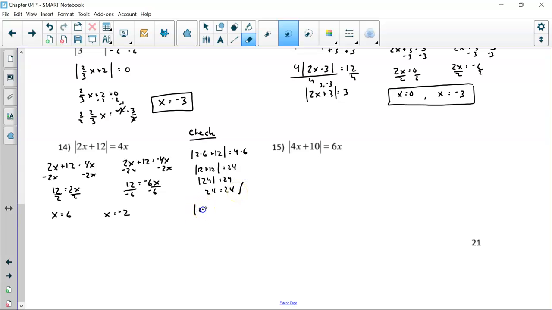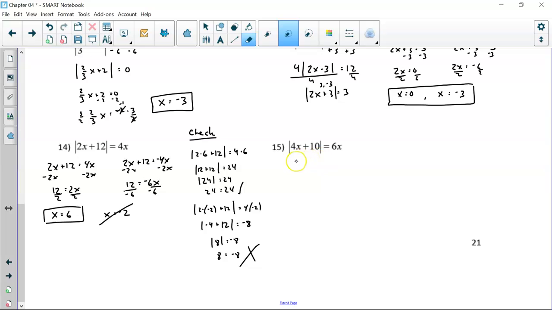Absolute value of 2 times -2 plus 12 equals 4 times -2. Absolute value of -4 plus 12 equals -8. Absolute value of 8 equals -8. The absolute value of 8 is 8 equals -8. 8 does not equal -8. That's not a valid solution. So the -2 is extraneous. So we cross it out and we just keep the x equals 6. So we have to check for extraneous.